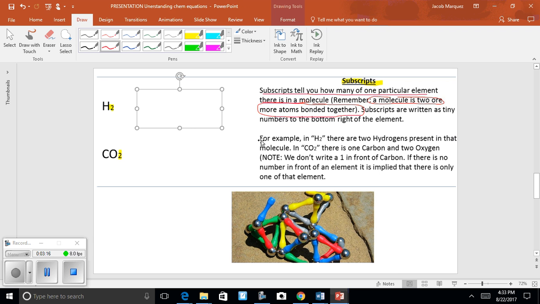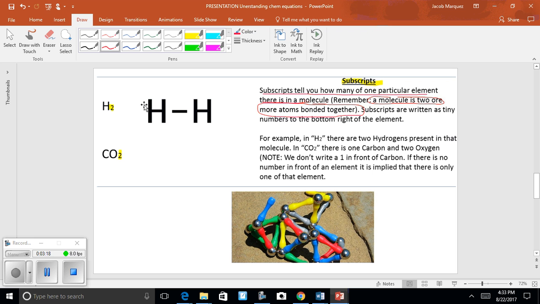Okay, so in other words, it would look a little something like this. You have a hydrogen bonded to another hydrogen. When I say bond, I essentially mean that they're kind of like stuck together. They're attached to each other. So kind of like these magnets down here, you know, you got all these different little colors. Each different color can be considered an element, and they're bonded to each other. They're kind of stuck to each other.